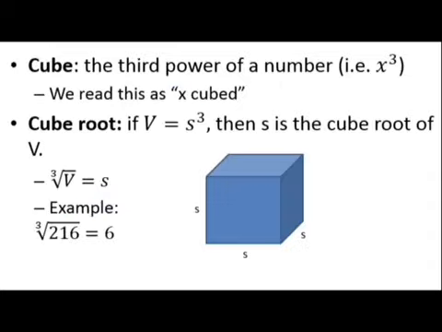And finally, let's look at cubes and cube roots. Cubes are the third power of a number, so we write it like this, x to the third power, or x cubed. And a cube root is a number whose cube is the given number. So for example, the cube root of 216 is 6, because 6 times 6 times 6 is 216.